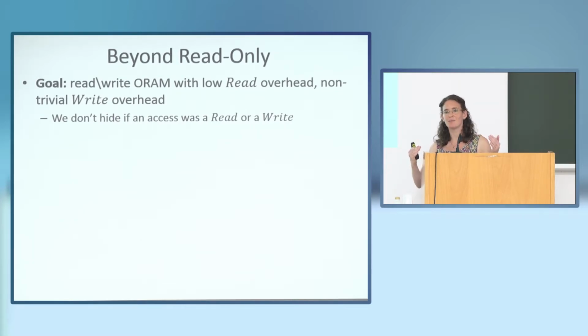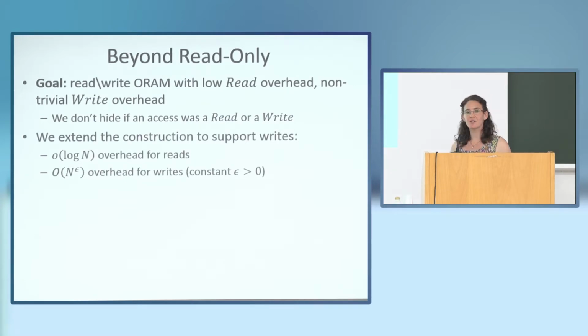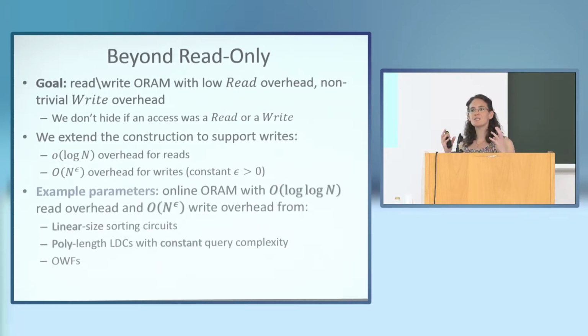So again, if you update the database at certain periods of time that are fixed and known to everyone, who cares? You reveal the fact that you're writing, everyone anyway knows that you're writing. So in this setting, we extend our result to get little o of log n read overhead and n to the epsilon write overhead for any arbitrarily small constant epsilon. In particular, starting with the same amazing primitives we used for the read-only scheme, as well as one-way functions, we can get the same read overhead, log n, with n to the epsilon write overhead.